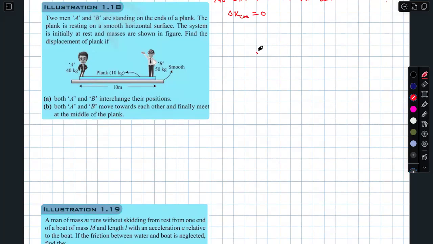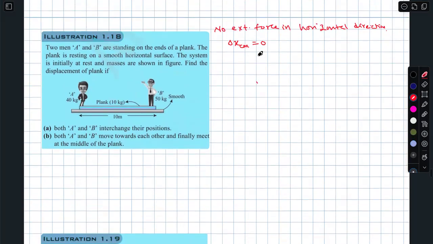For example, let us generalize, that is my intention. Because, wait a minute. Mass of A times displacement of A plus mass of B times displacement of B plus mass of plank times displacement of the plank is equal to 0.